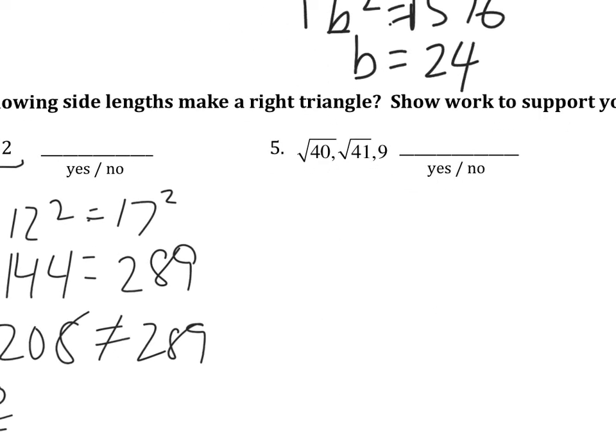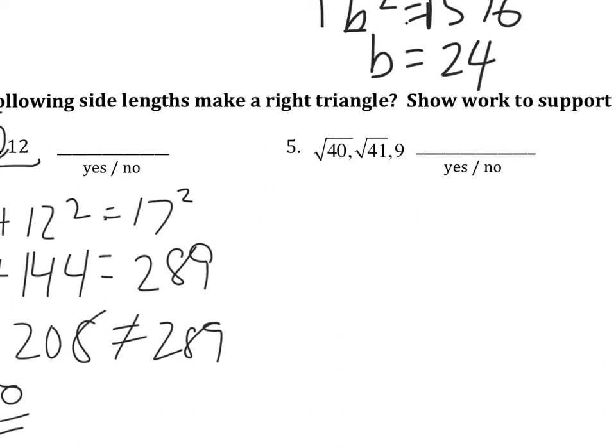Here it's a little less obvious what your A, B, and C are. You have to figure out what these are as decimals before you can be sure what the longest side is. The square root of 40 is 6.3. The square root of 41, and you do that by doing second x squared on your calculator to find the square root. The square root of 41 is 6.4, and then you have 9. So 9 is the longest side. I'm going to use 40 as my A and 41 as my B, the square root of those, and I'm going to plug in to see if this is going to be a right triangle.